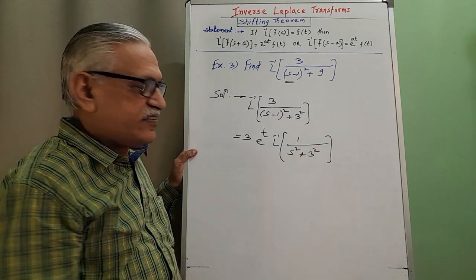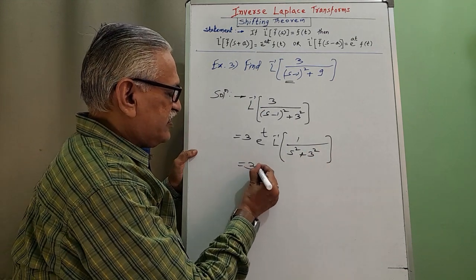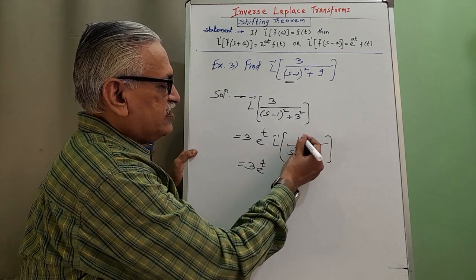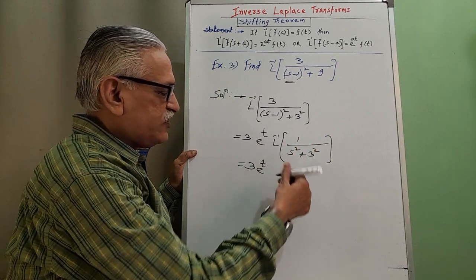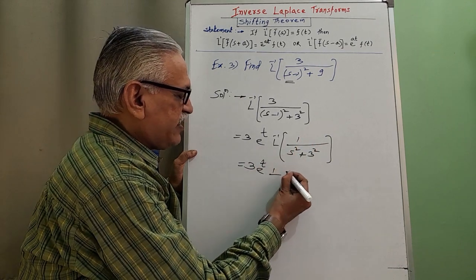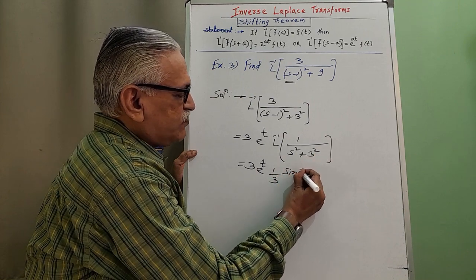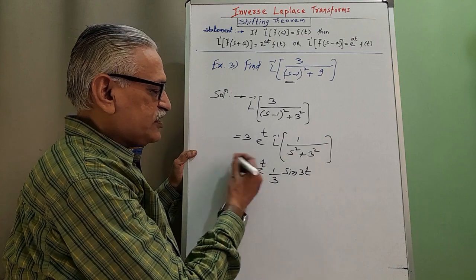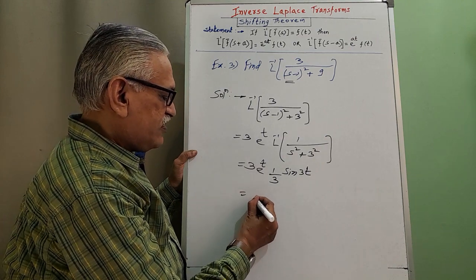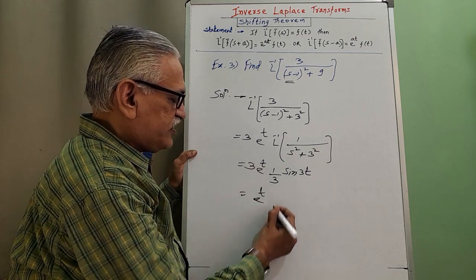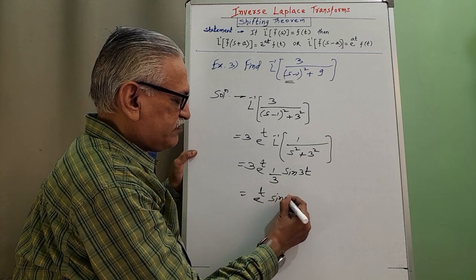and then using the standard result we get, it is 3 e raised to t, 1 upon s square plus a square, its inverse is 1 by a, 1 by 3, sine of at, sine of 3t. Therefore 3 gets cancelled, and we get the final answer as e raised to t sine of 3t.